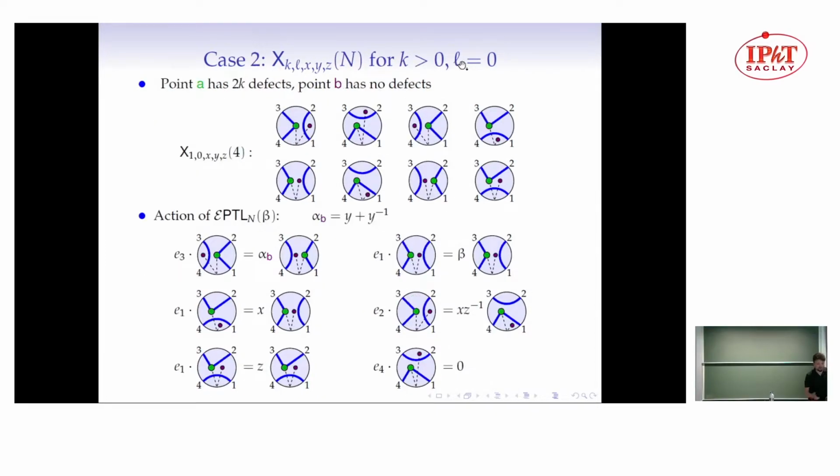Now the second case is when L is equal to 0 and k is larger than 0. So in this case, these are all the link states for n equals 4, k equals 1, and L equals 0. I have 8 such states. So 2 defects. I have, again, 2 marked nodes. The first one, the green one, has 2 defects.